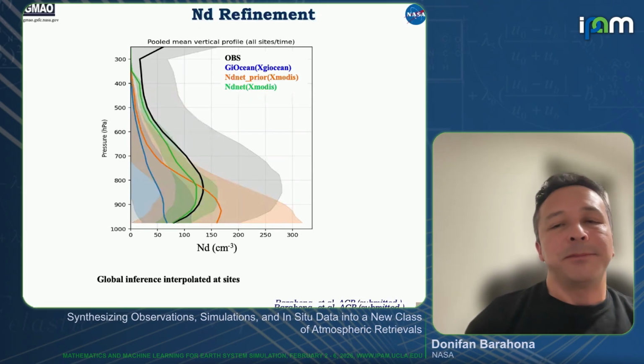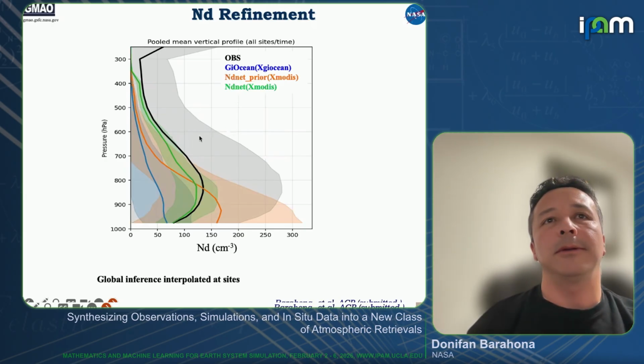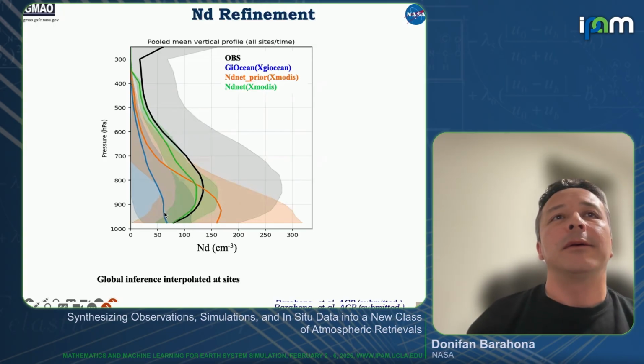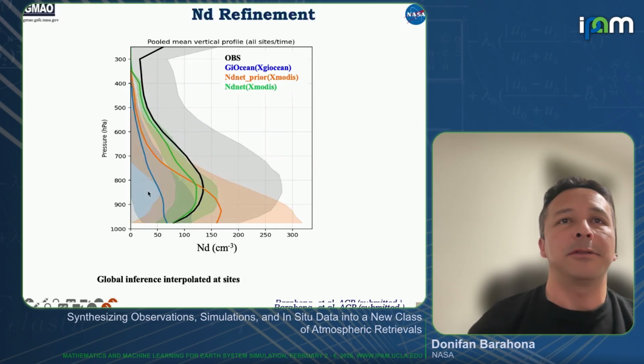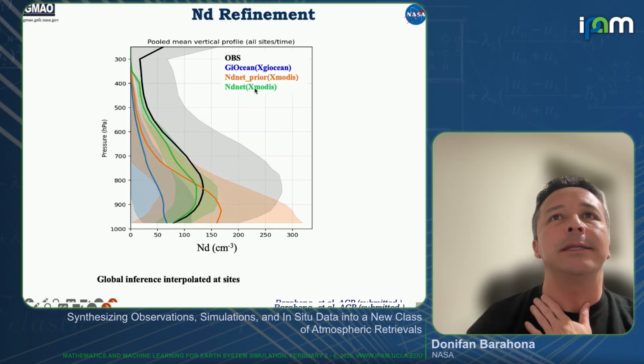So what it did is what you would expect it to do, right? Here I'm showing, on average across all sites, the vertical profile of ND. This is our prior, the data that we had before, GI Ocean, that we thought was great, but it actually tends to underestimate at the surface. Especially, it doesn't have the right vertical profile. This is that surrogate prior, just driven by MODIS, but it still is based only on the GI Ocean data set. And then this is our refined product that is much closer to the observations.